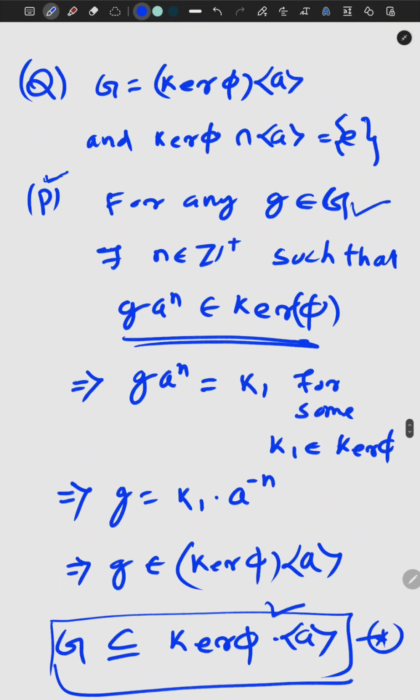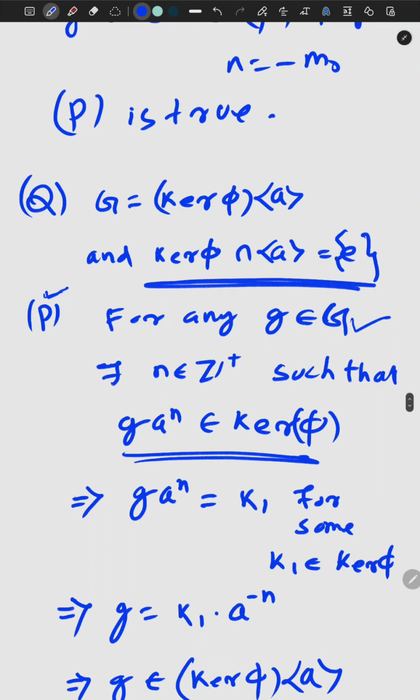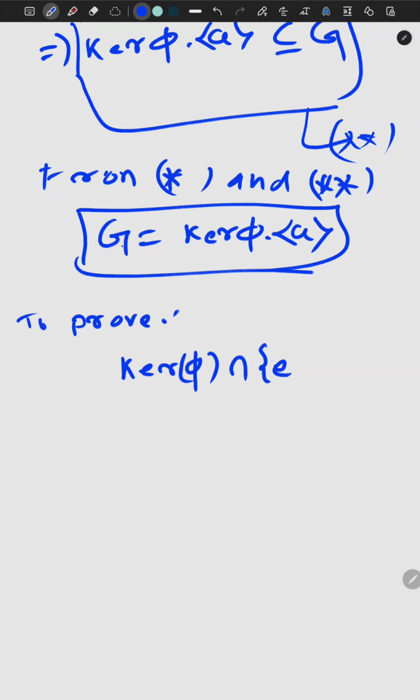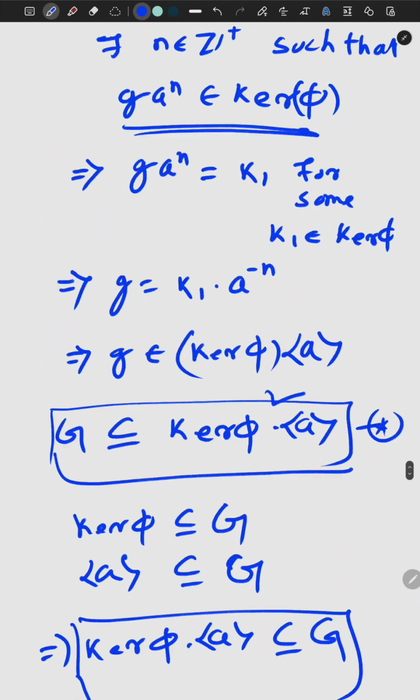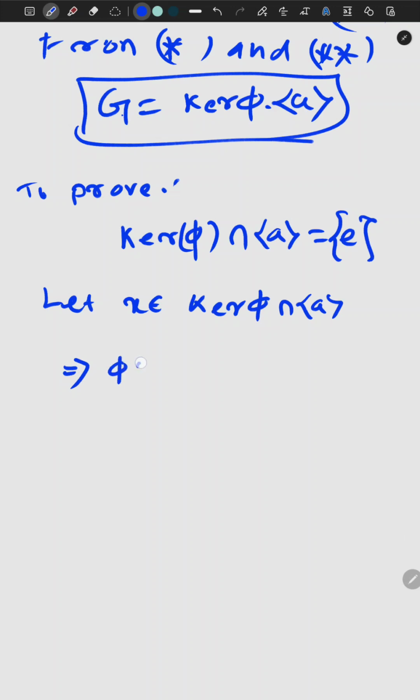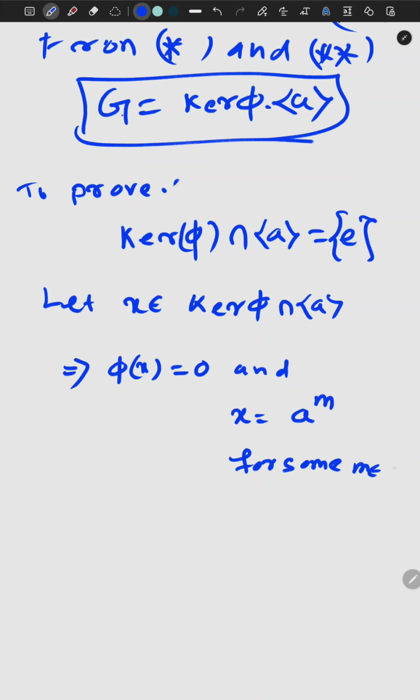One more thing we have to prove in part Q, that kernel phi intersection A equals E. Let x belongs to kernel phi intersection A, which means phi of x equals 0, it is the definition of kernel, and x equals a to the power m for some m belongs to Z.